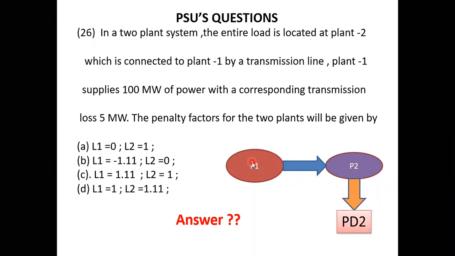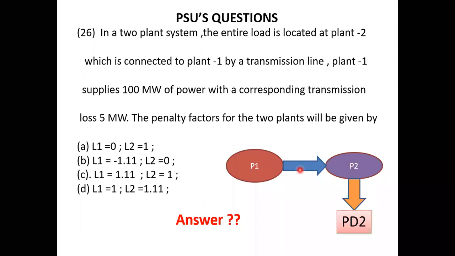So we have two power plants, P1 and P2. The load is connected very near to your power plant 2. And when 100 megawatt power is transmitted from power plant 1 to the load side, a 5 megawatt loss occurs in your transmission line. Then what would be the values of penalty factors? Means L1 and L2.